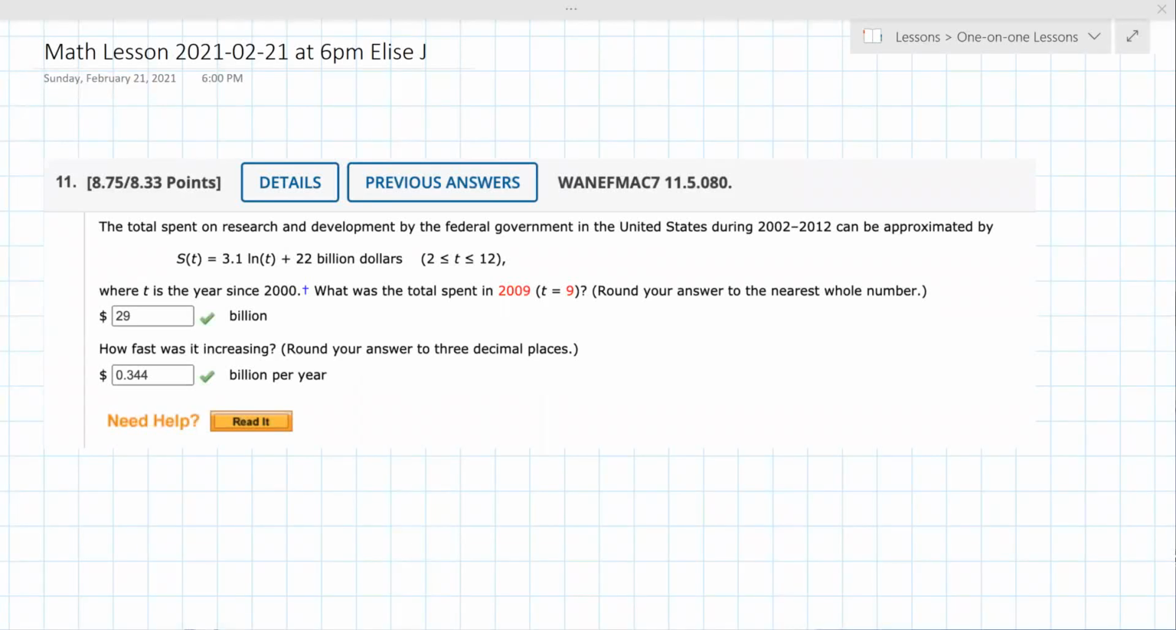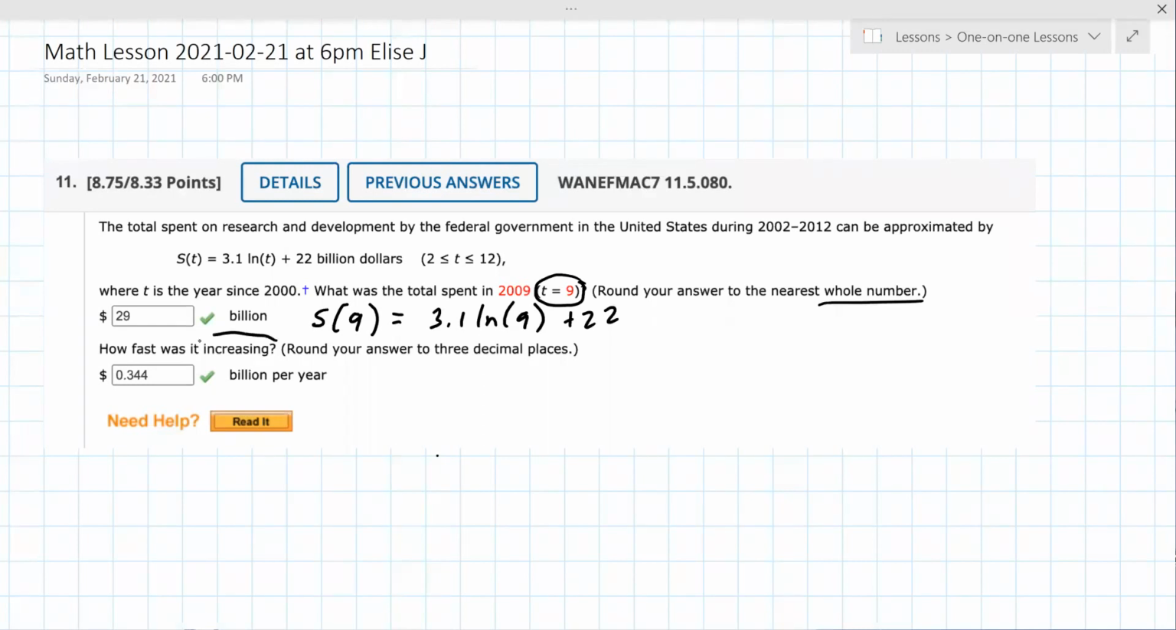So it says the total spent on research and development is given by this equation here. And then they want to know what the total spent in 2009 is. That is taking this value of t, putting it back into the original equation, s of 9. So that's 3.1 natural log of 9 plus 22. That's purely a calculator problem. It's just round to the nearest whole number for that.